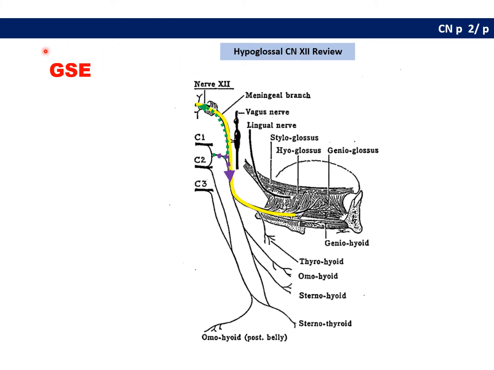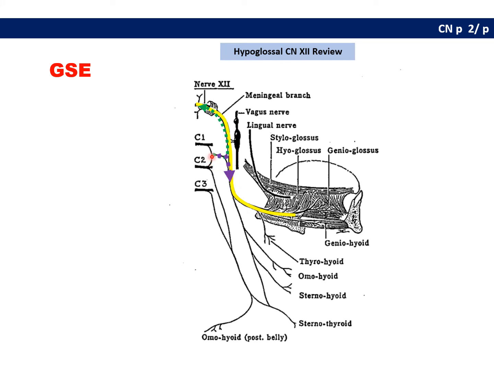The hypoglossal nerve, that is GSE fibers. The hypoglossal nerve innervates the intrinsic and extrinsic muscles of the tongue, with the exception of the palatoglossus. So hypoglossal nerve is shown in here in yellow. There are some C1 and C2 fibers that ride up or ascend the path of the hypoglossal nerve to get to the meninges, but those are not GSE fibers that are a part of the hypoglossal nerve.